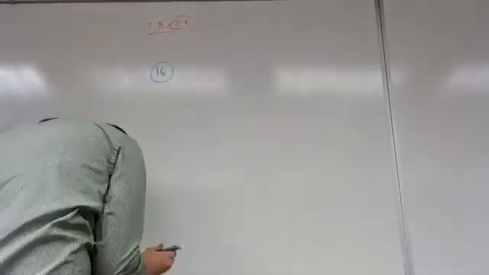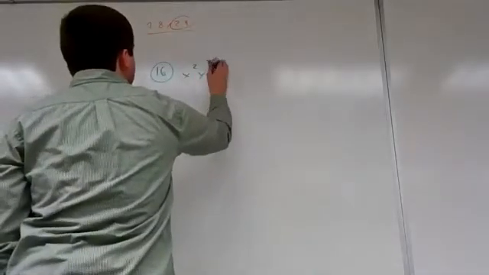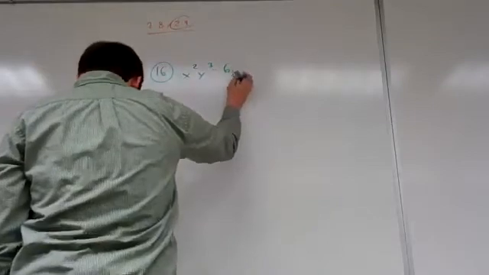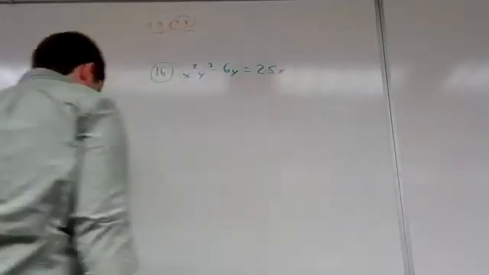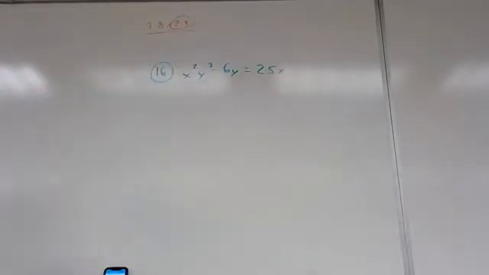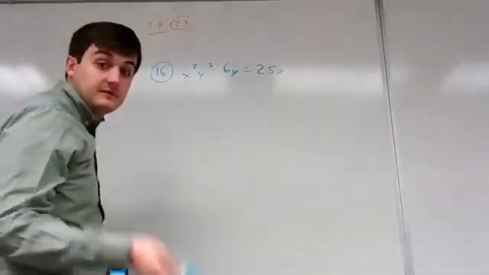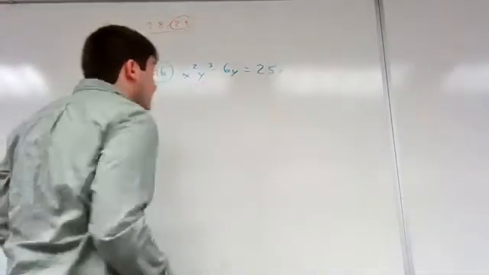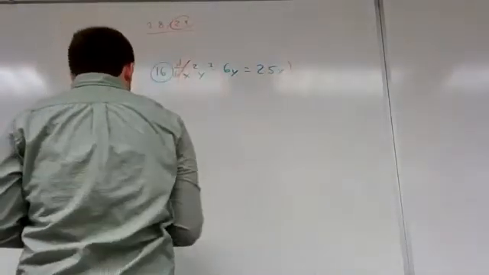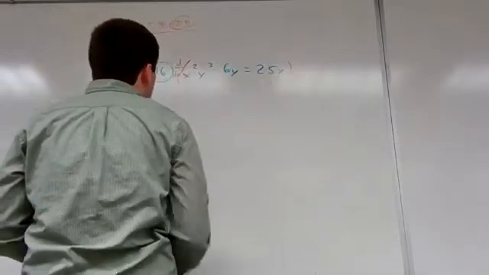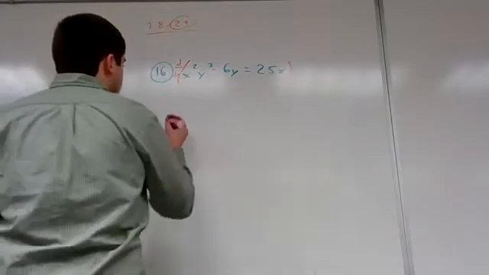Number 16 says that x squared y cubed minus 6y is going to be equal to 25x. What does it say? It says to find the derivative implicitly. So we're not going to solve this for y. I'm going to first just take the derivative of both sides.